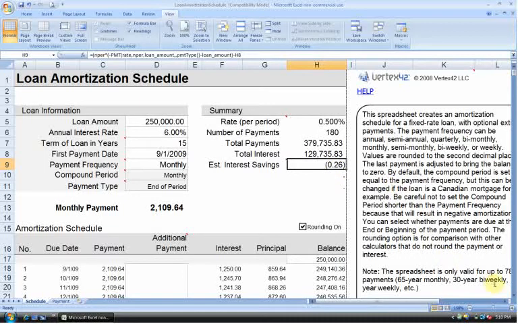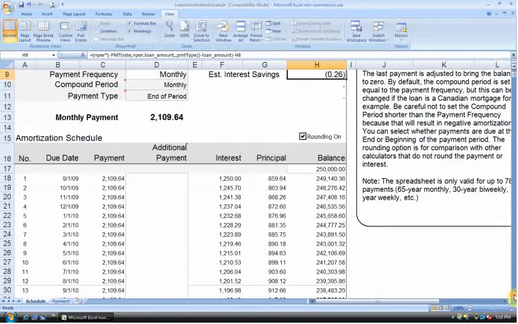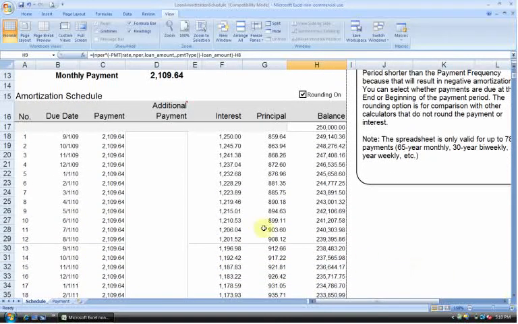Let's now move down to the amortization schedule. Scrolling down here, we can look and see, first of all, in cell A18, we have the payment number. So this is payment number 1, which is going to be due on 9-1-2009, September 1st of 2009. Next is the payment amount, $2,109.64. The next column represents the additional payments. I'm going to come back to this in a second, but let's move on for now.